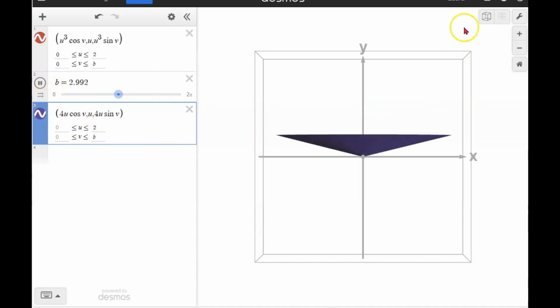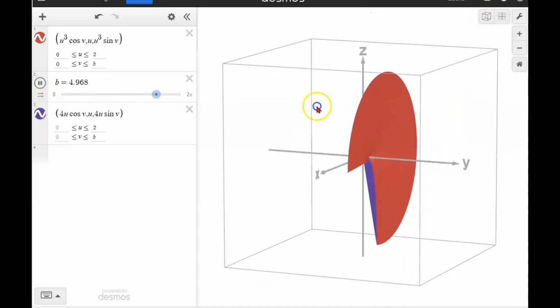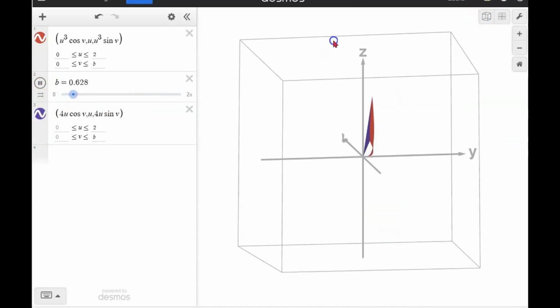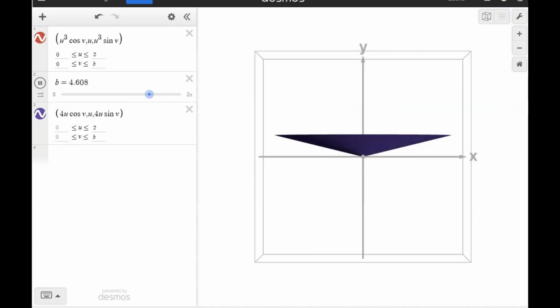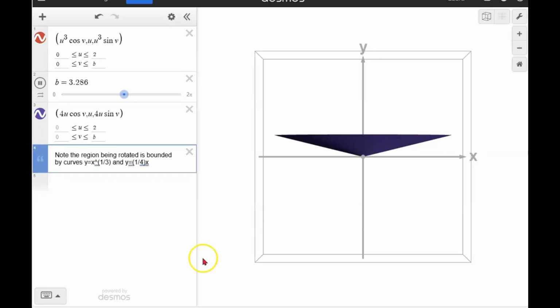Okay, so these curves are going to be rotating around. And then this is the solid that's generated. And you can see how it's being generated, either that way or this way. So one thing to note is that the region that's being rotated around the y-axis is bounded by the curves y equals x to the 1/3, or y equals cube root of x, and y equals 1/4 times x, that line.